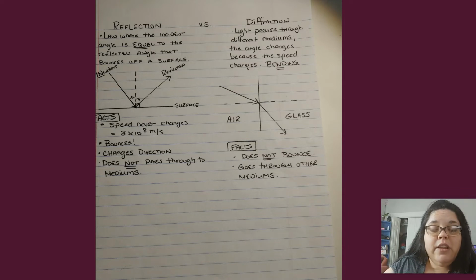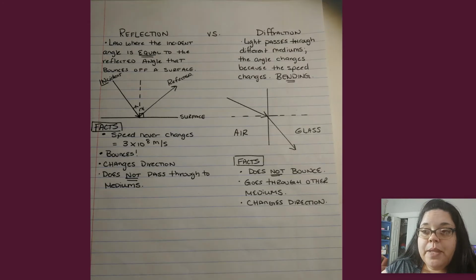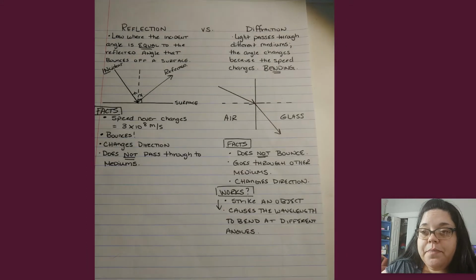A medium is a solid, a liquid, or a gas. Those are the 3 things that usually you're going to see light traveling through. And then, of course, it changes direction, just like reflection. So both reflection and diffraction change directions.